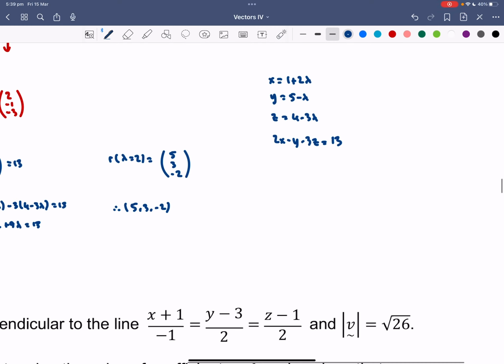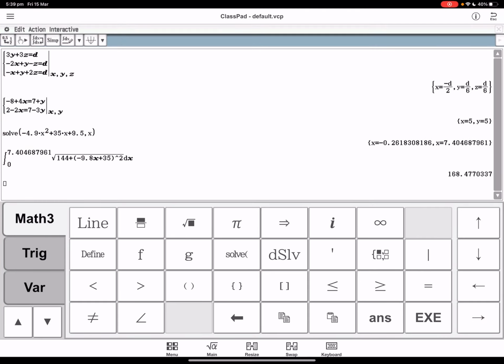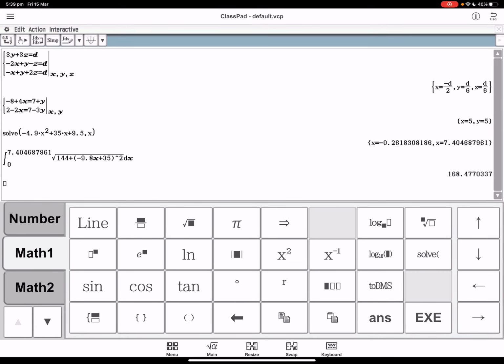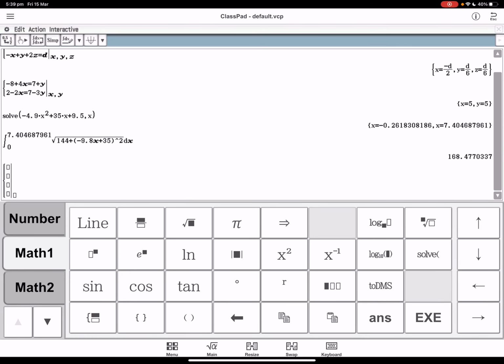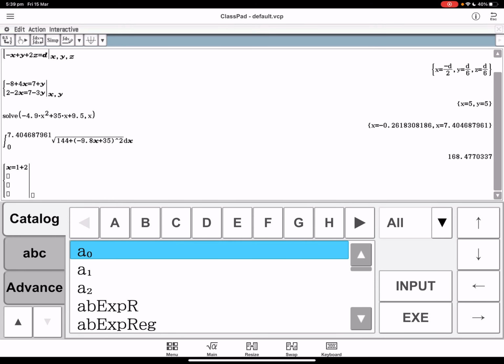Now you can put all four of these into simultaneous equations on your ClassPad, and it will automatically spit out the answers for you without having to do any extra effort. Zero extra effort, and it will give you the point. So watch what I do. We need a fourth variable this time. Simultaneous equations, 4 equations. x is 1 plus 2 lambda. I'm just going to write 2.